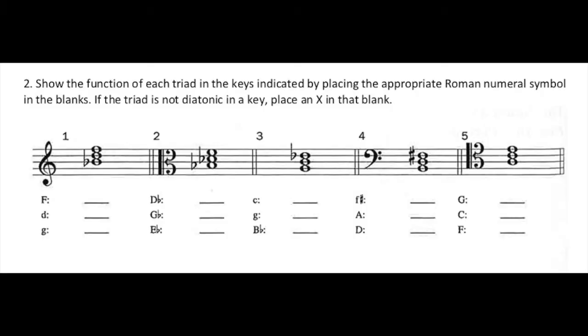I'll just demonstrate the first question here. We've got a B flat major triad. In the key of F major that will be chord 4, in the key of D minor that will be chord 6, and in the key of G minor that will be chord 3. In all cases it's going to be uppercase Roman numerals. It's just that where that chord lies in relation to these different tonics will be different.